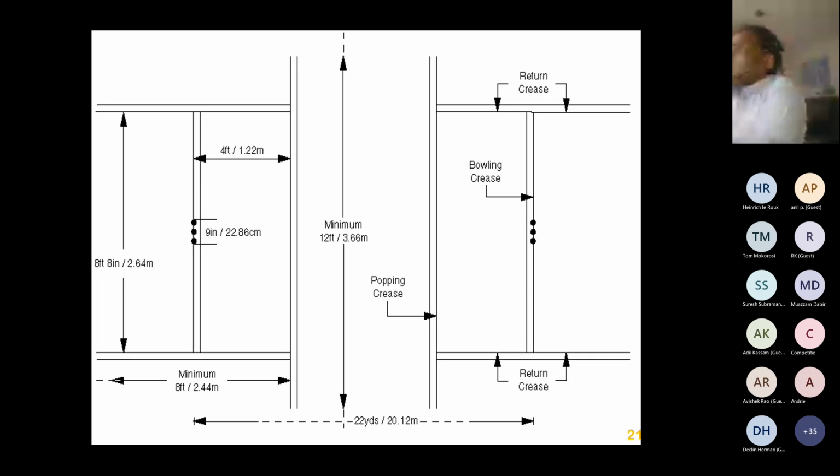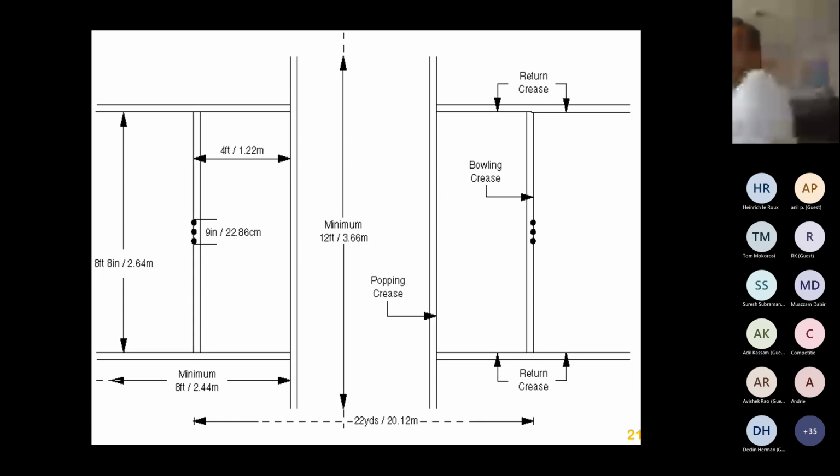The bowling crease, this is an exact measurement. The bowling crease is 2.64 meters. The measurement from the bowling crease to the popping crease is 1.22 meters. Just a tip, and this is how I memorize the measurement of the creases.